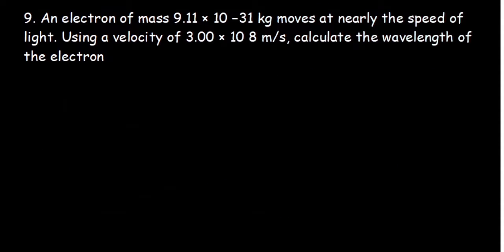Okay, question 9. An electron of mass 9.11 times 10 to the power negative 31 moves at near the speed of light using a velocity of that. Calculate the wavelength. In such a case, what we're dealing with here is what we call the de Broglie wavelength, which we've talked about under wave particle duality in the earlier question. So you can try it out because we've talked about it.